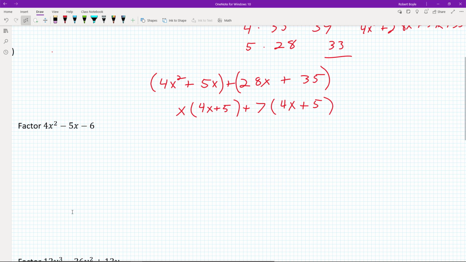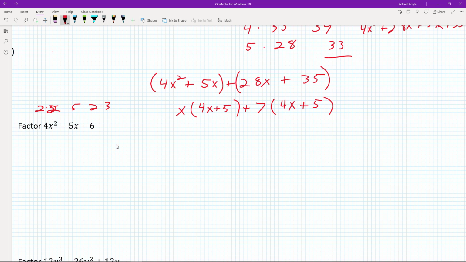Okay, for our next one, we have 4x squared minus 5x minus 6. Now, is there a greatest common factor? Well, here we have 2 times 2. This is just 2 times 2. This is just 5 times 1, or 5, and this is 2 times 3. So the answer is no.